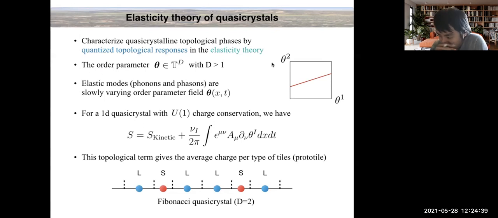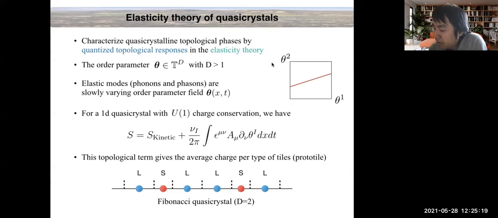Using this, for example, for 1D quasicrystals with U1 charge conservation symmetry, besides the usual kinetic energy terms, there's a topological term you can write down after you couple to the U1 gauge theory. This is a generalization of the usual crystal, where you will only have one term, because you have one theta. But in this 1D quasicrystal case, you have many thetas, so you have many new invariants. And the meaning of this invariant is that it gives us the average charge per type of tile.